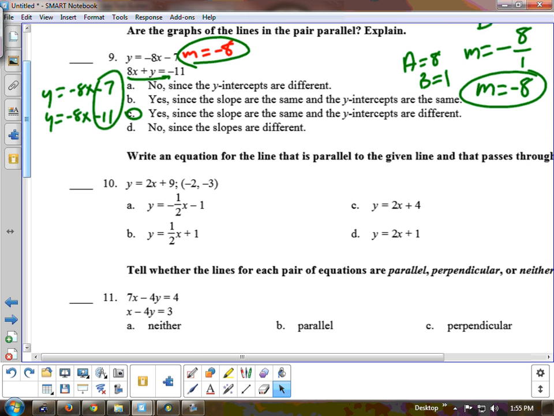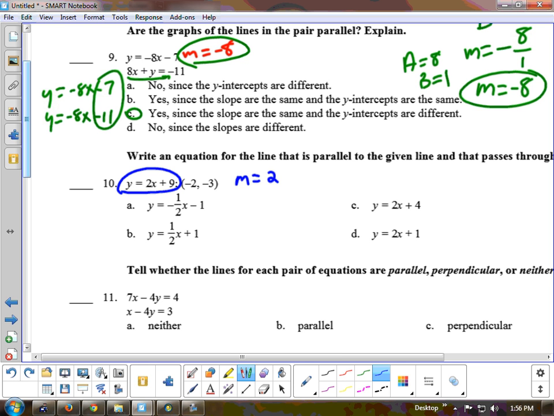Okay, write the equation for a line that is parallel to the given line and passes through the point. Again, we need to know what the slope of this line is. Well, m is 2. And we're going to use this point here and the fact that m equals 2 and put it in our point slope equation. Y, and since it's negative, y plus 3 equals 2(x plus 2).